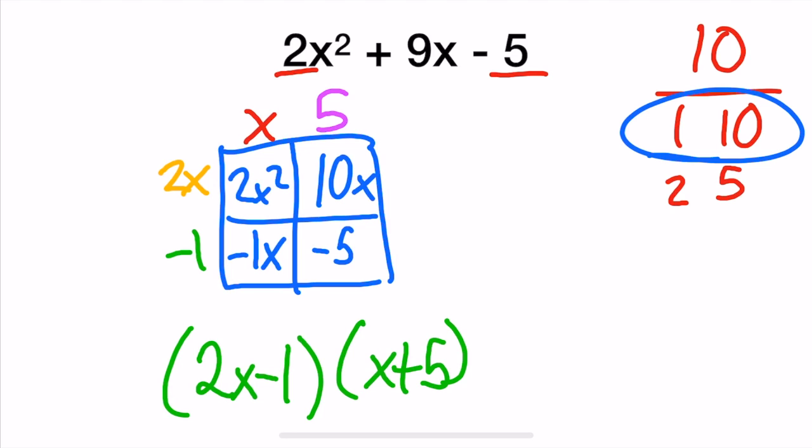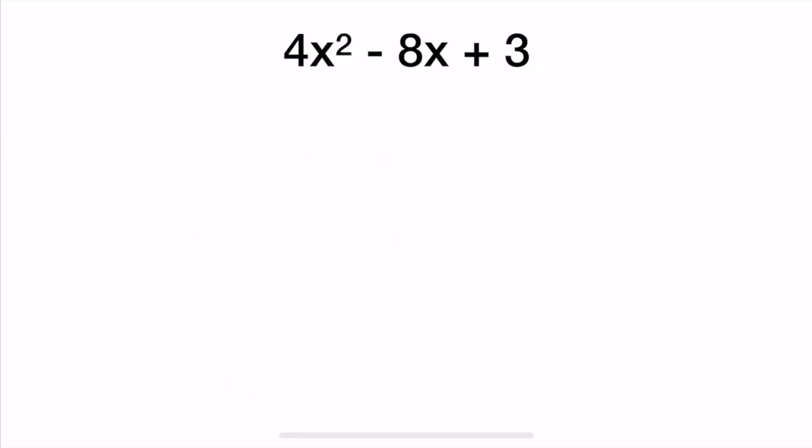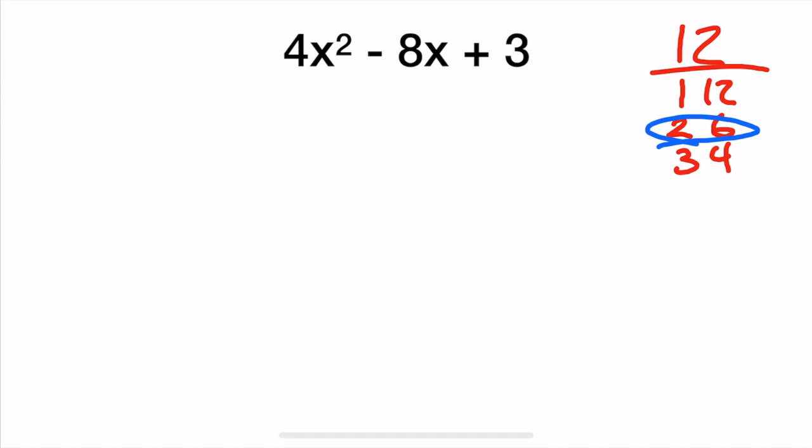Let's try one more. So remember, the first thing we do, 4 times 3 is 12. So I'm looking for two numbers that multiply to be 12, and they'll both be negative in this case. And they have to add up to be 8. So 1 and 12, nope. 2 and 6, and 3 and 4. And of those, 2 and 6 are the ones that work. So let's plug them in.